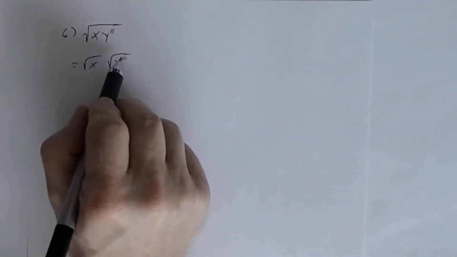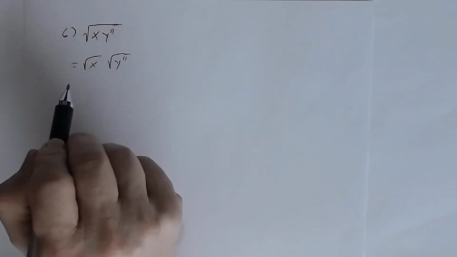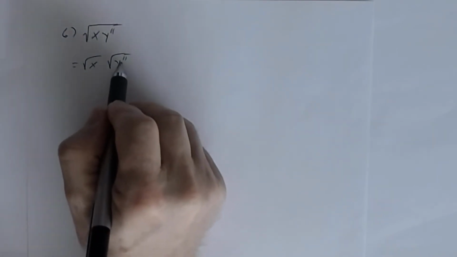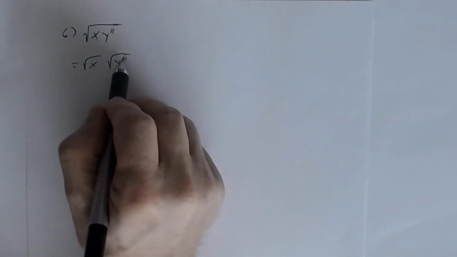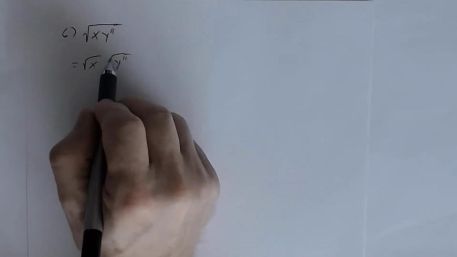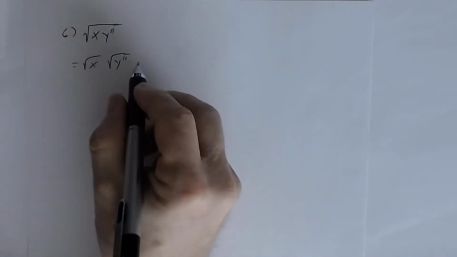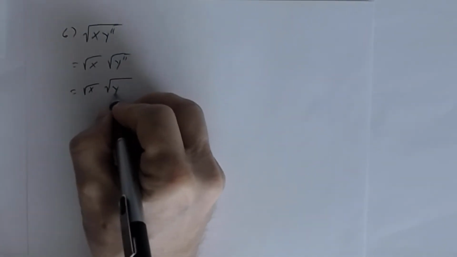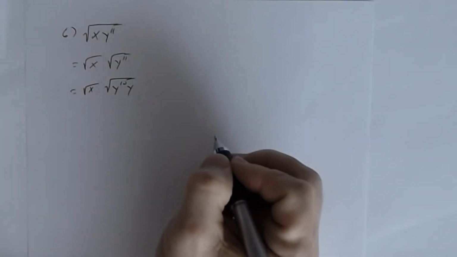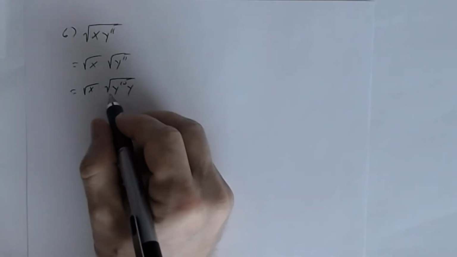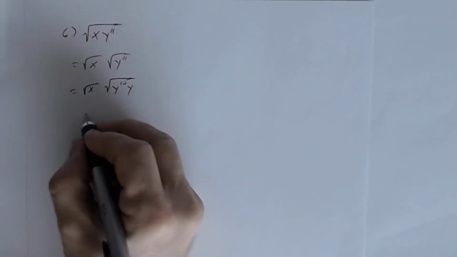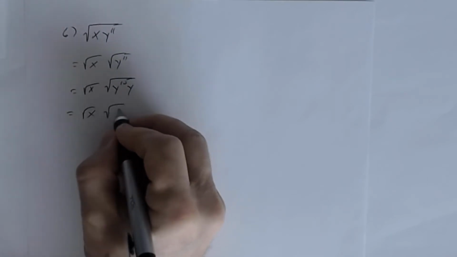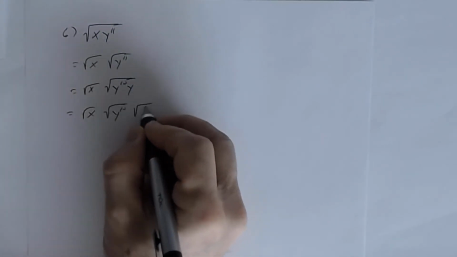But I can simplify this one because 11 is greater than or equal to 2, the index. So what is the largest number less than 11 that's divisible by 2? The answer is 10. So I'm going to rewrite this as the square root of x times the square root of y to the 10th times y. Now I'm going to rewrite this as a product: the square root of x times the square root of y to the 10th times the square root of y.